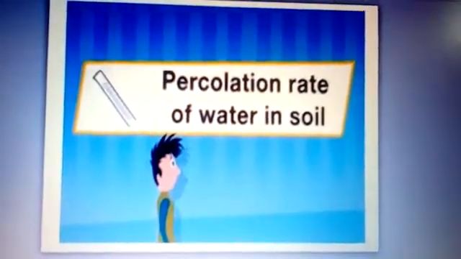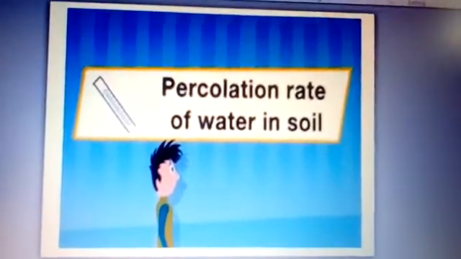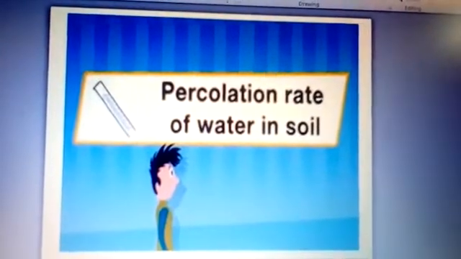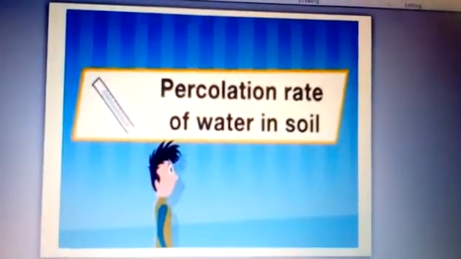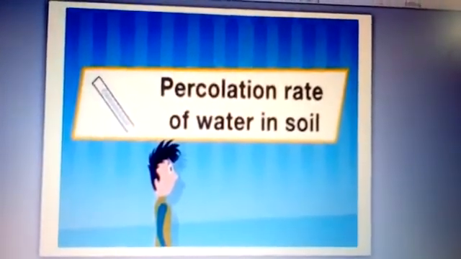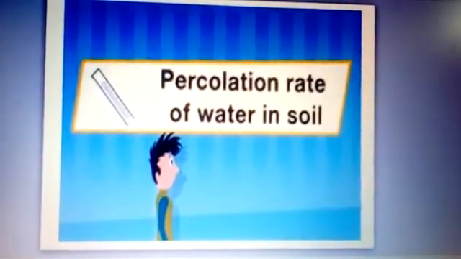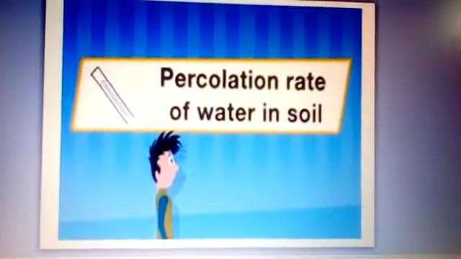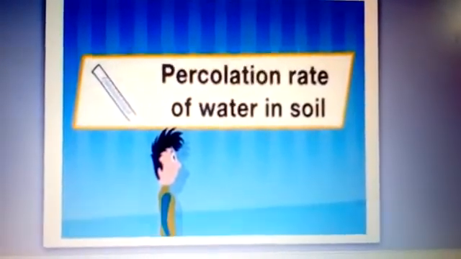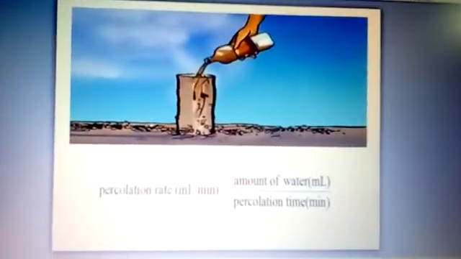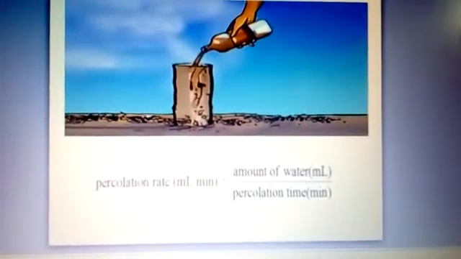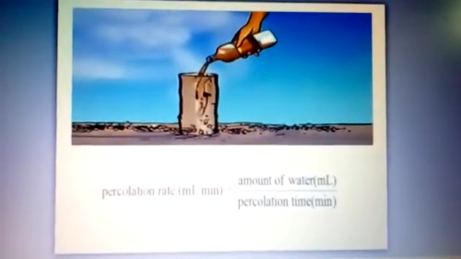Now, what do you mean by percolation? Percolation means the amount of water that passes down the soil when we pour water over the soil. To find this out, we have an activity here. Let us perform an activity to understand this percolation of water.